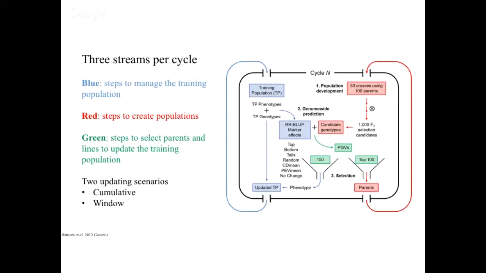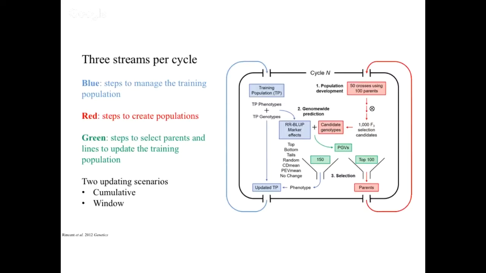In red, at the beginning of the cycle, we simulated 50 crosses using 100 individuals. We derived 1,000 F3 selection candidates, used the genotypic data from the selection candidates and the marker effects to predict their genotypic values, and then selected on them in green. There are 2 different streams of selection here. For every single case, we took the top 100 selection candidates based on predicted genotypic values and used those as parents for the next cycle. We took 150 selection candidates that were selected in 7 different ways and used those to update the training set.